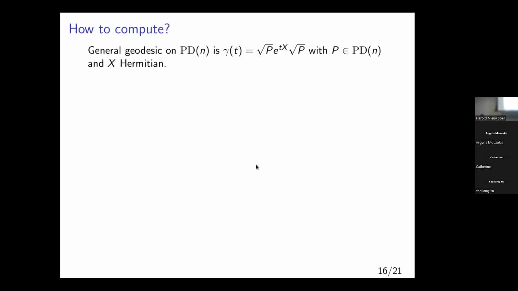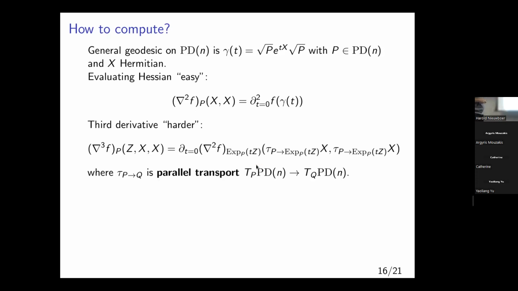All right. So I just said that this symmetric space, this PDN, is very nice. It's nice because here you can compute things. We have explicit expressions for geodesics, and evaluating the Hessian is very easy. You look at your function and at the geodesic in the direction you're interested in, and then you take the second derivative. So Hessians are easy. Third derivatives get a little bit more messy.